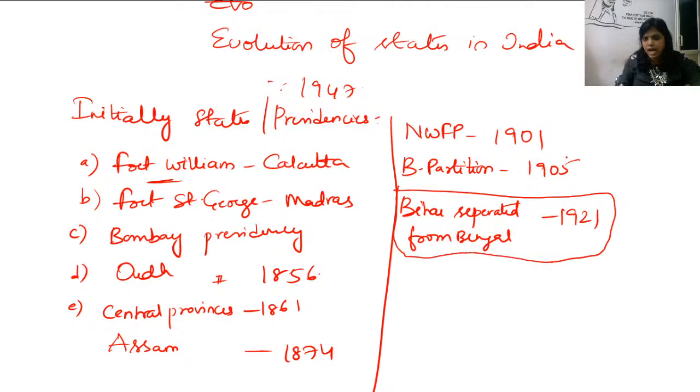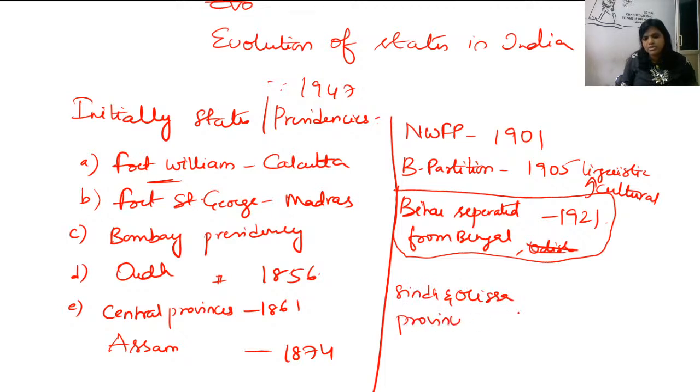That is the reason you have linguistic and cultural similarities between the Bihar people and the Bengal people. Odisha people also share similar linguistic and cultural similarities with Bengal. And also you have Sindh and Orissa provinces, which were created in the year 1937.